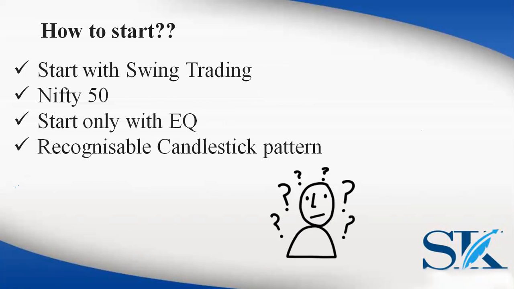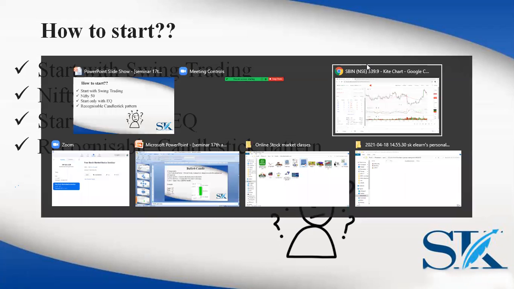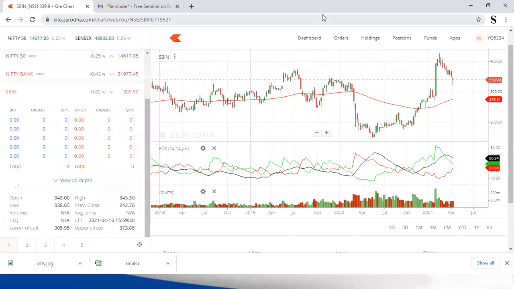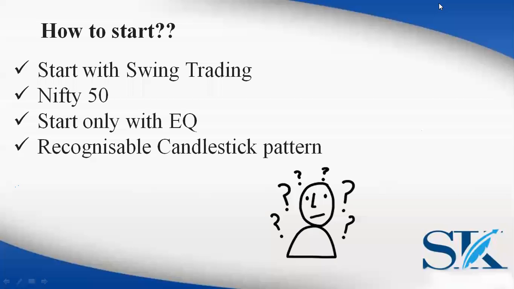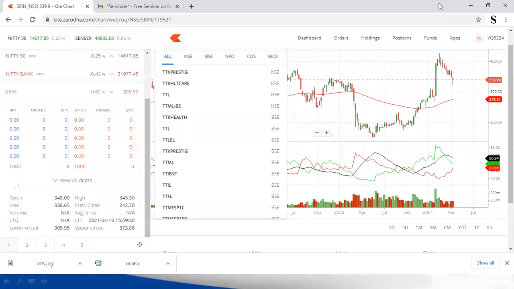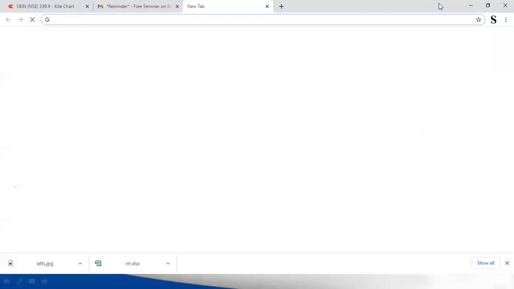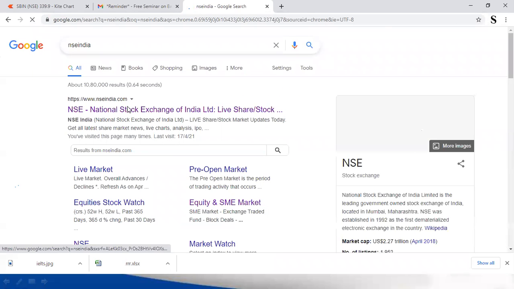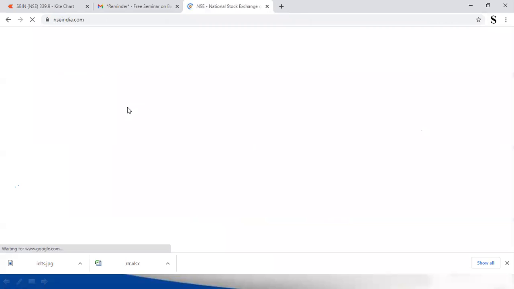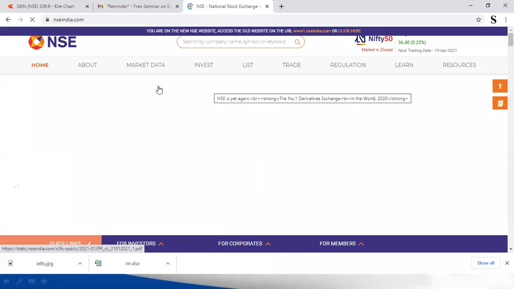Okay, so now I will show you how to look up Nifty 50 shares. Let's come to NSE.com. I'm sure you must be knowing about this. If you don't know, we'll just go through it. The website name is nseindia.com. Again, you don't need to go over here, I'm just giving this. This is a free website.